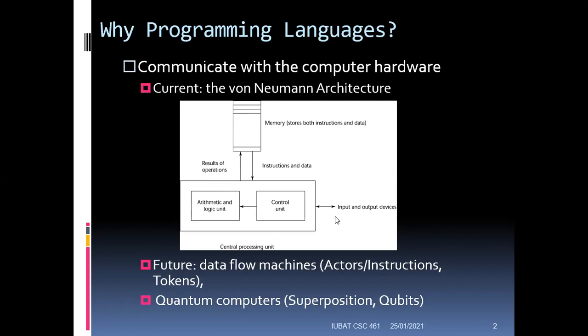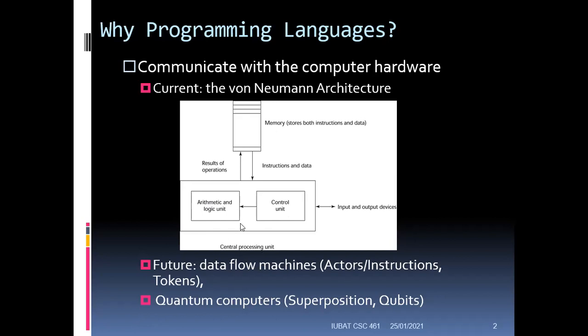This is the von Neumann architecture. As you can see here, we have three main components. We have the memory where we store the information, whether it's data or a program. So software can be stored in the memory; it stores both instructions and data. Then we have the central processing unit, which is divided into two parts. One is the arithmetic logic unit, ALU, and another is the control unit, CU.